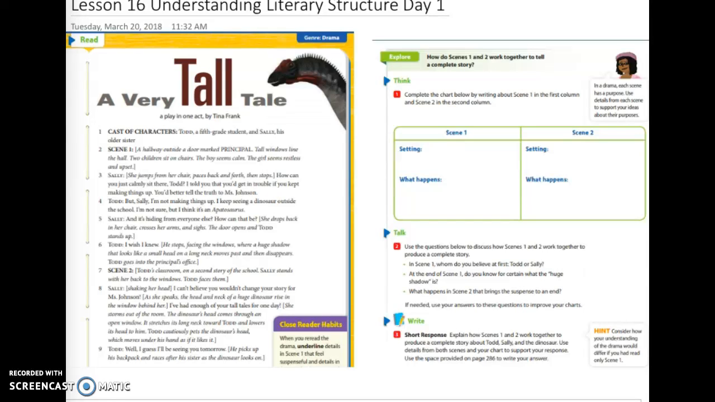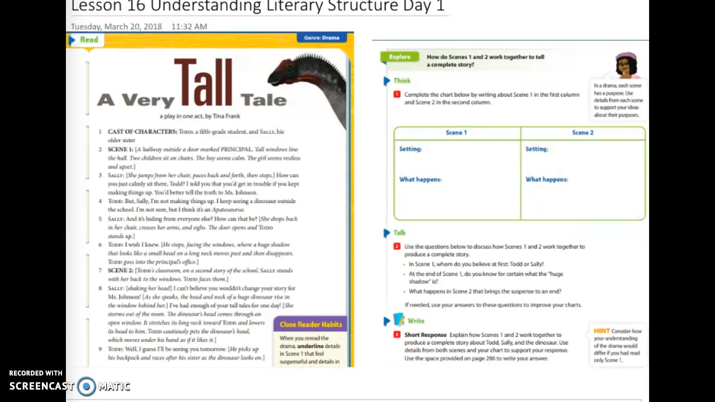Today you will read a play called A Very Tall Tale. First you will read to understand what happens, then you will read to analyze how the scenes fit together to create the action of the play. Remember, when we talked about scenes yesterday, we know that scenes are made to divide or separate the acts into specific times or places. And so when you divide those different times and places, you are able to tell what the main part of the play is about.